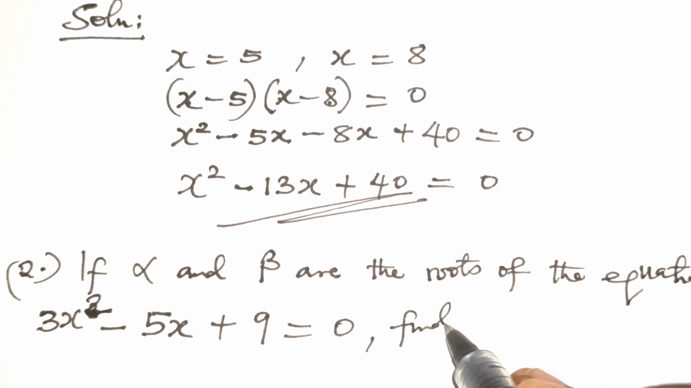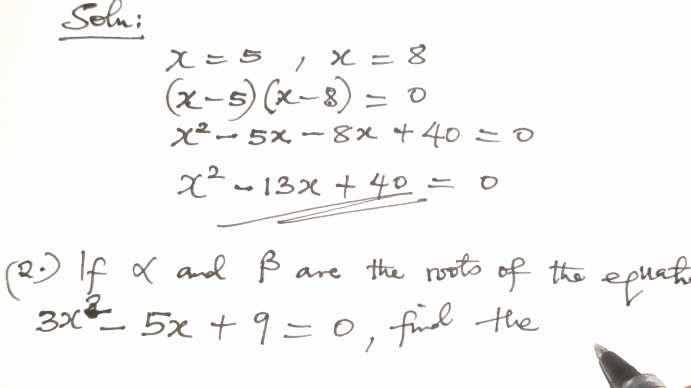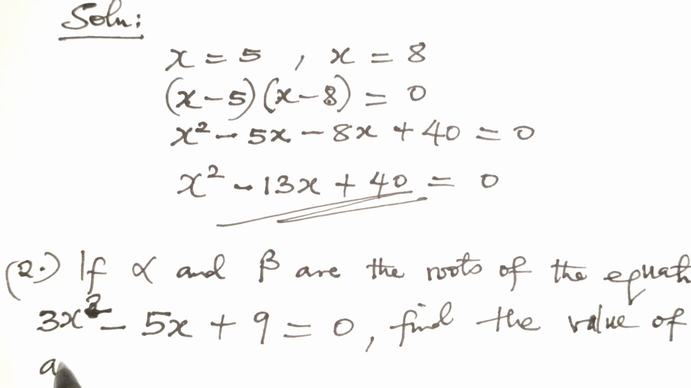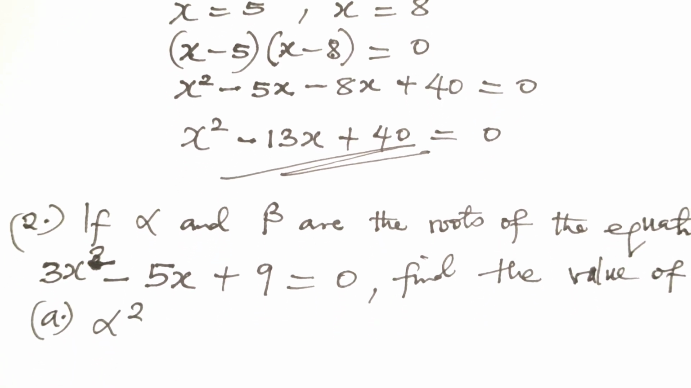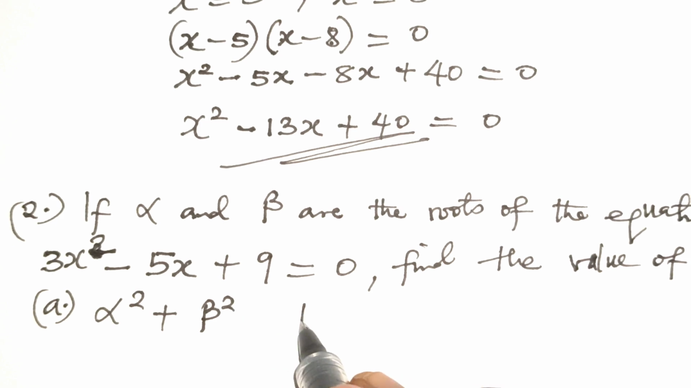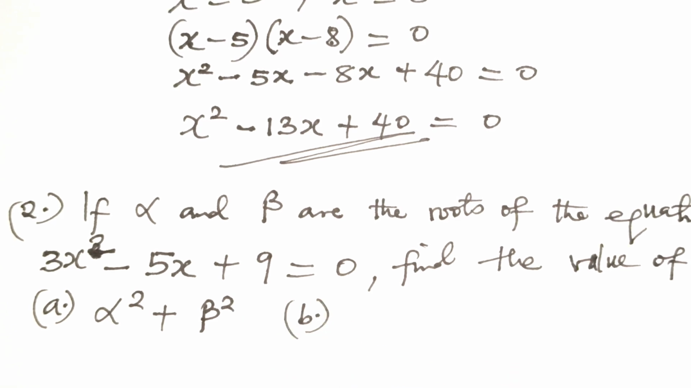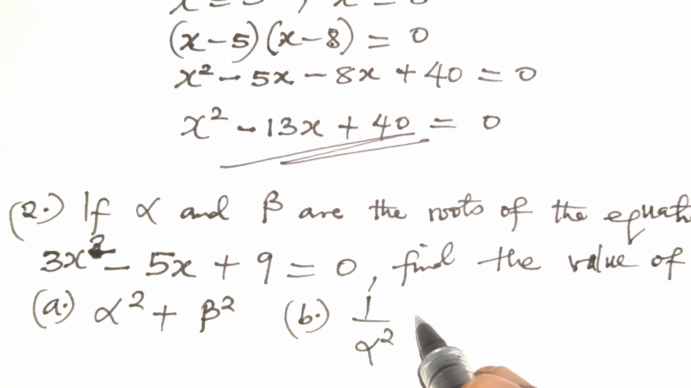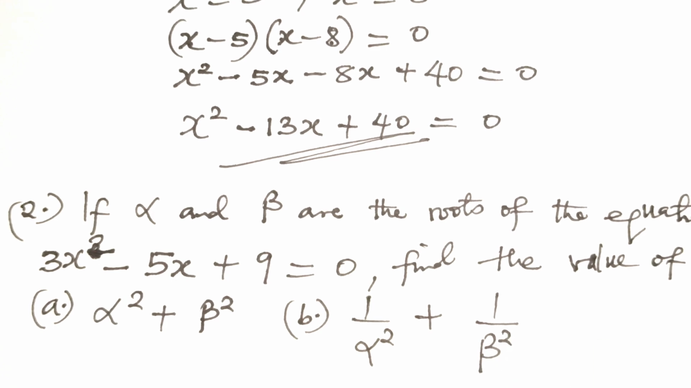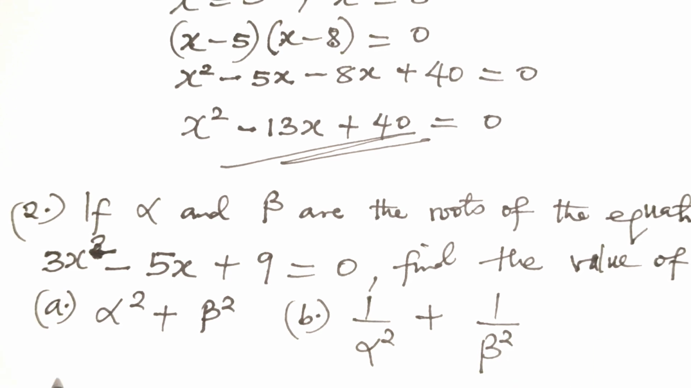Find the value of A, alpha squared plus beta squared, B, 1 over alpha squared plus 1 over beta squared. Solution.